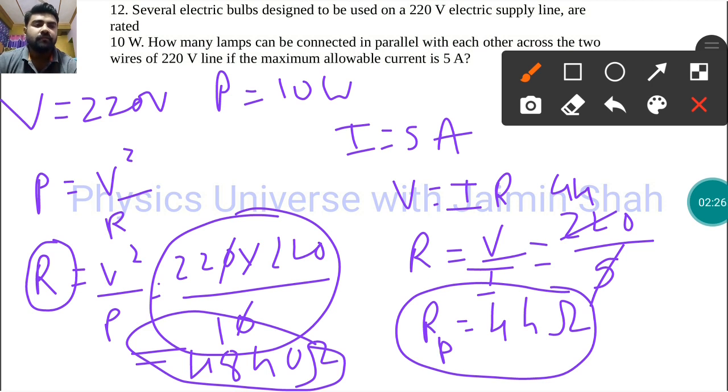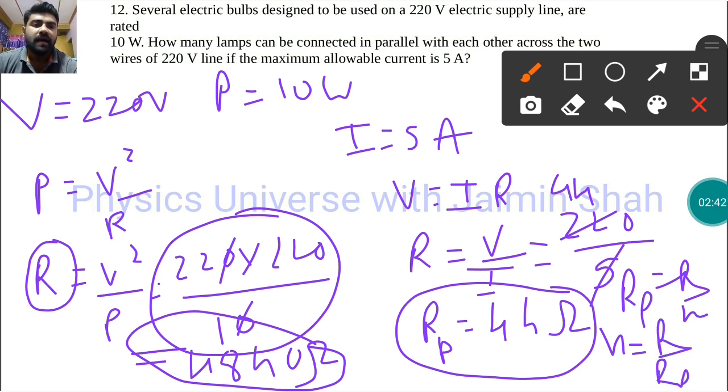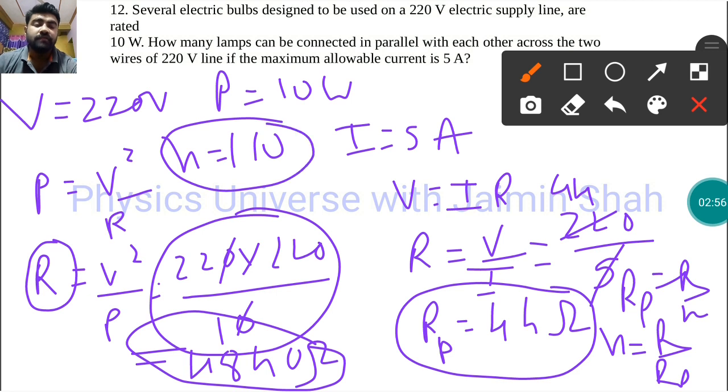Now we can put in the formula: RP is equal to R upon N, right? Here N is what we need to find, so making N the subject, N is equal to R upon RP. Now what is R? R is 4840, RP is 44. So N is 4840 upon 44, and the answer is N is equal to 110. So we need to connect 110 resistances in parallel, then we will get 44 ohm of resistance.